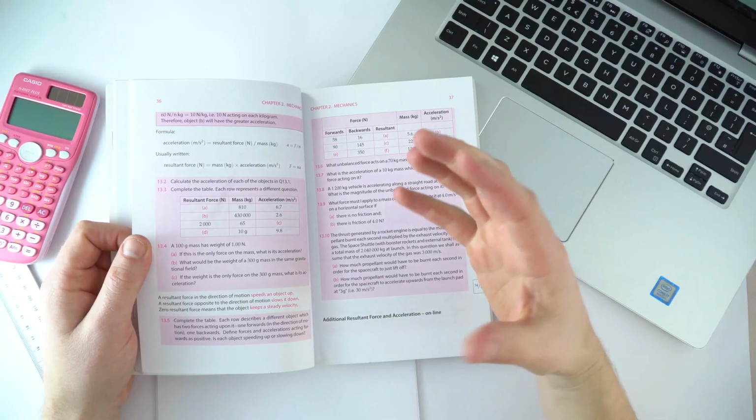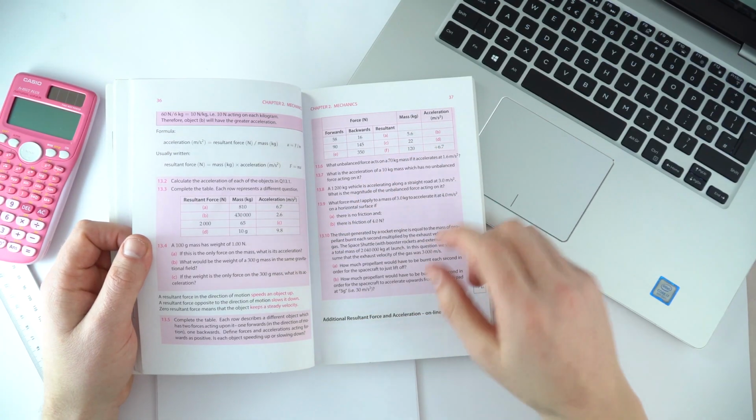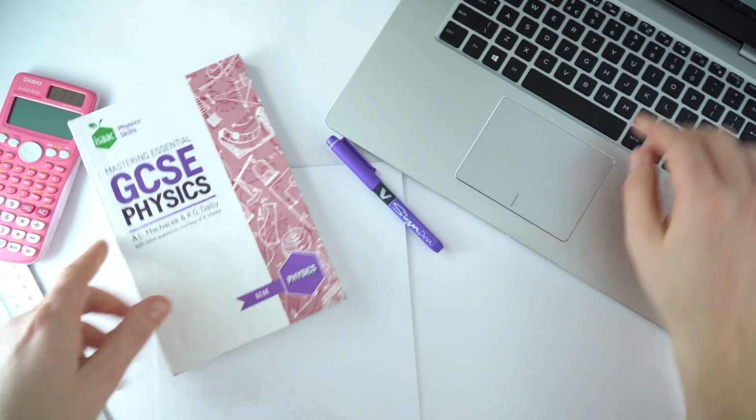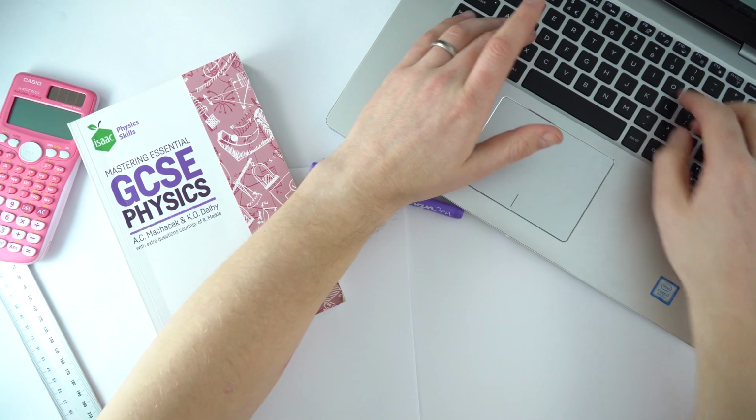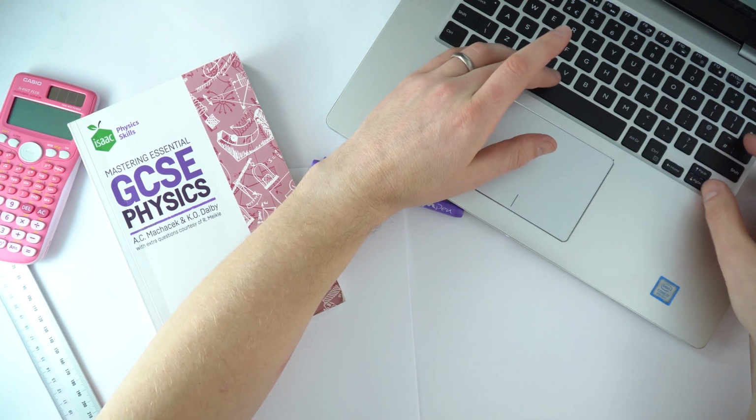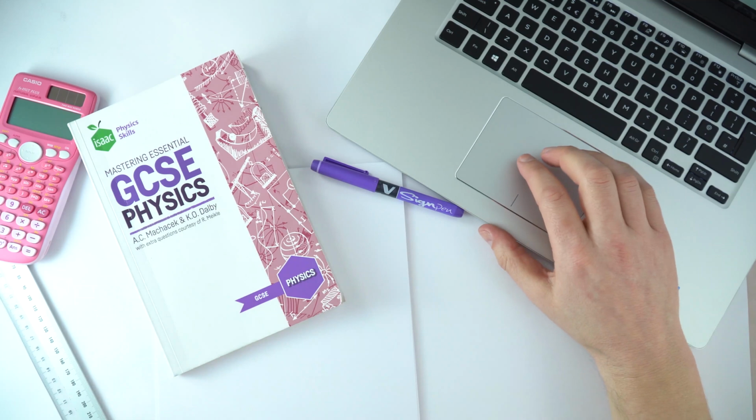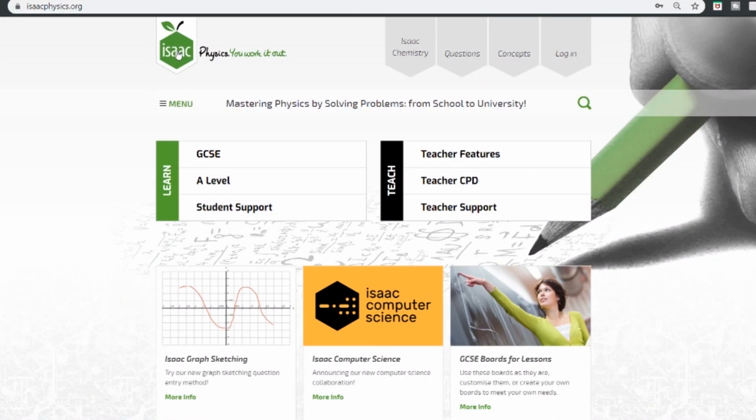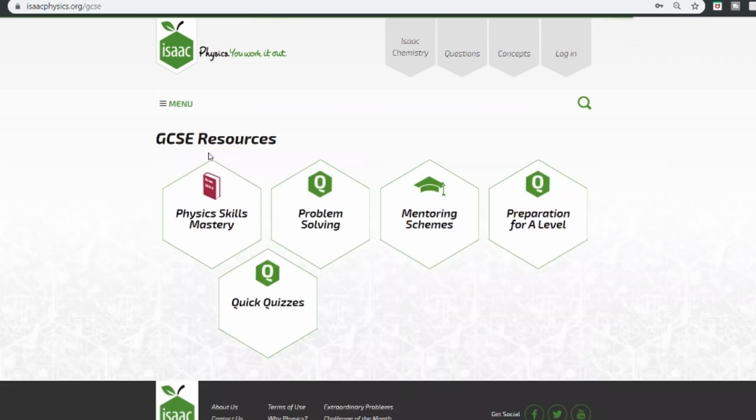Now, if you don't have the book, or in order to actually check you've got the right answer, what we need to do is have a look at the Isaac Physics website. So if you just type in Isaac Physics, you should be able to find the website pretty easily. So there's loads of stuff here that you can have a look around at some point. We're going to look on the main page where it says GCSE.